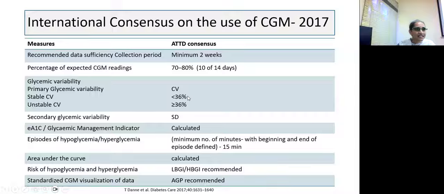Glycemic variability should be less than 36% as measured by the CV, and standard deviation should be as low as possible. The glycemic management indicator should be provided by the device, and episodes of hypoglycemia or hyperglycemia are defined as episodes lasting at least 15 minutes. We can also get the area under the curve, low blood glucose index, as well as the high blood glucose index.